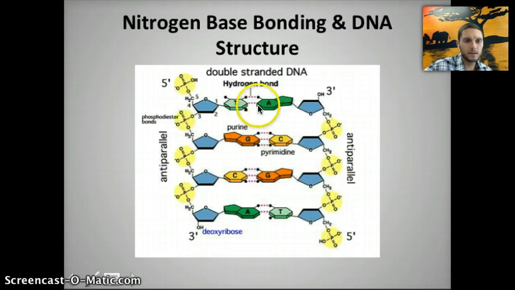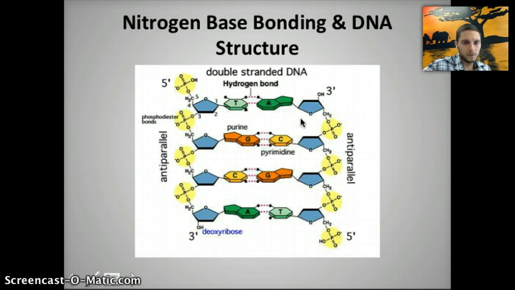And this is important because it helps to ensure, or was one of the reasons why, thymine is always going to match with adenine, and guanine is always going to match with cytosine. It is possible for a mismatch to occur, and that would be a type of mutation. Sometimes that's possible, not always, but sometimes that is possible.